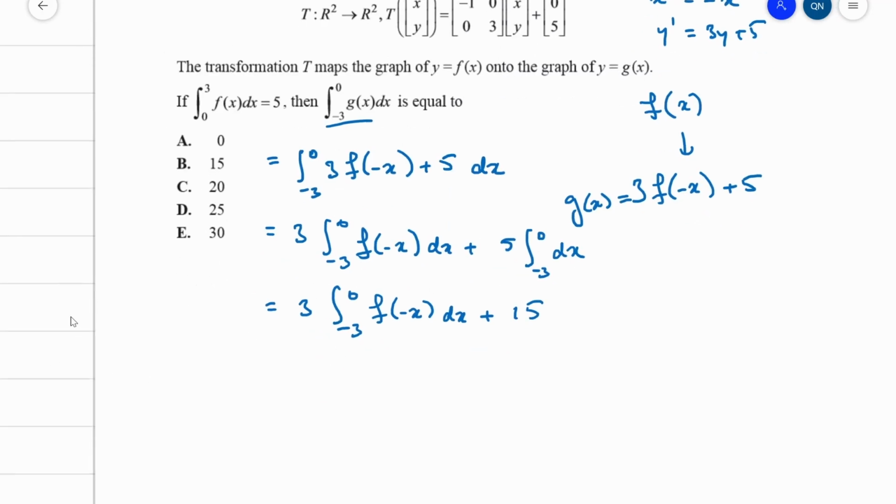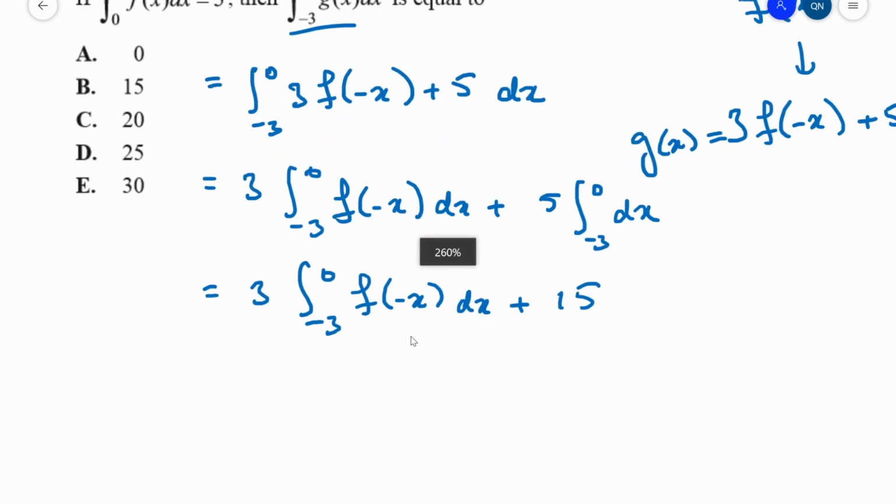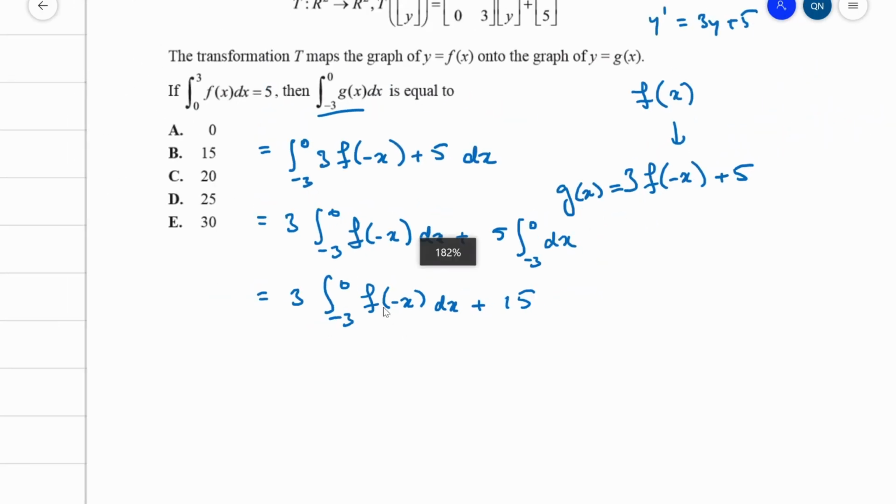Okay, now let's try to deal with this first integral over here. That's a little bit confusing, isn't it? Well, let's draw out a picture. What do we know so far? We know the integral of f, so if this is f over here, we know what the integral from 0 to 3 is. So let's pretend it's something like this. Here's the integral from 0 to 3. The area there is precisely 5.